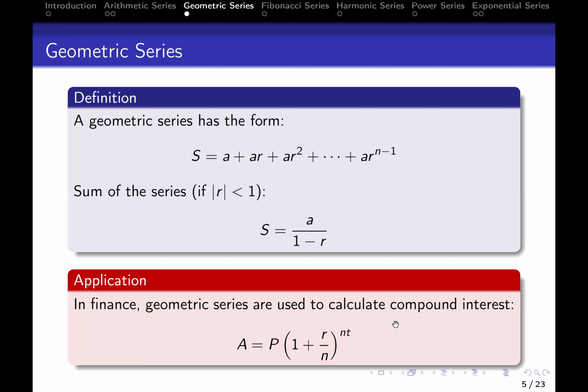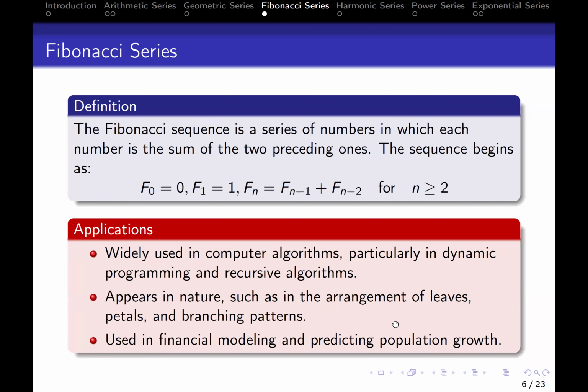In fact, I think I made one or two videos on the financial application of geometric series, and some other applications, under the fast math solution playlist. In finance, geometric series are used to calculate compound interest, as you see in the formula in the red block. Okay, the Fibonacci series also came up a lot. The Fibonacci sequence is a series of numbers in which each number is the sum of the two preceding ones.